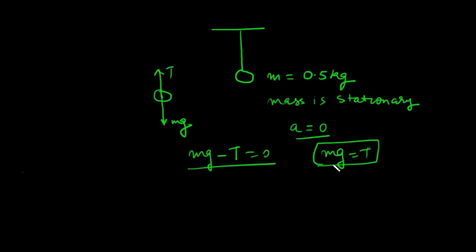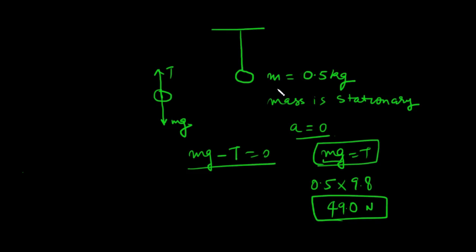Alright, since this T is the force due to the rope, due to the string, hence the answer would be mg, or you can say 0.5 into 9.8. Alright, this would be 49 newtons. Okay, this is the answer.